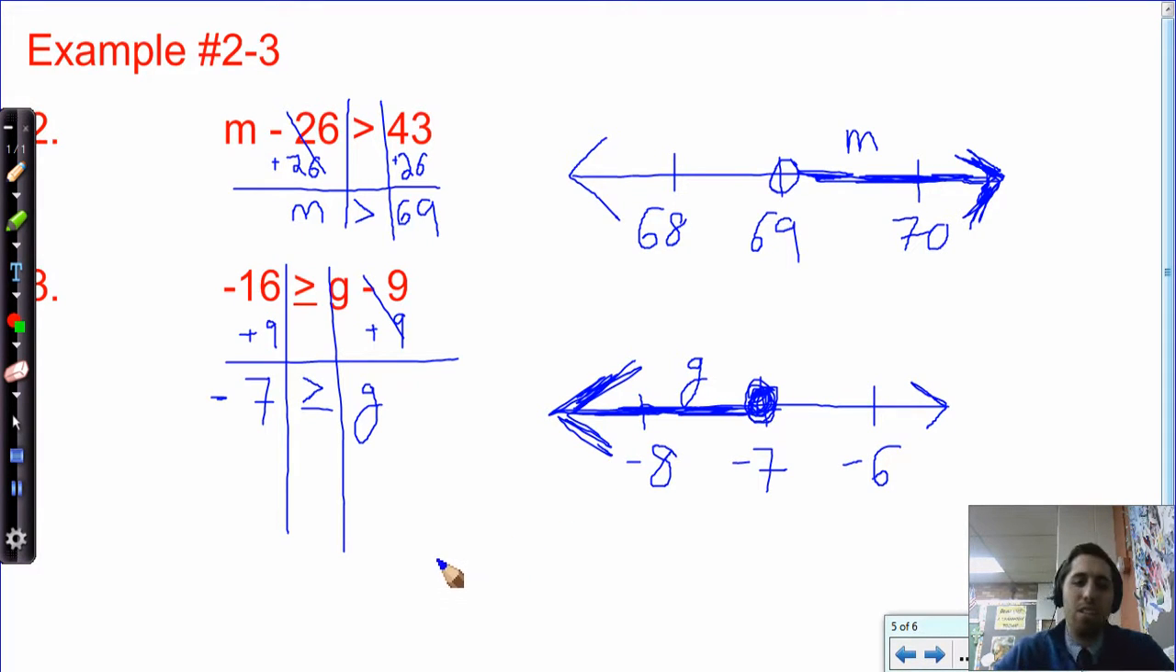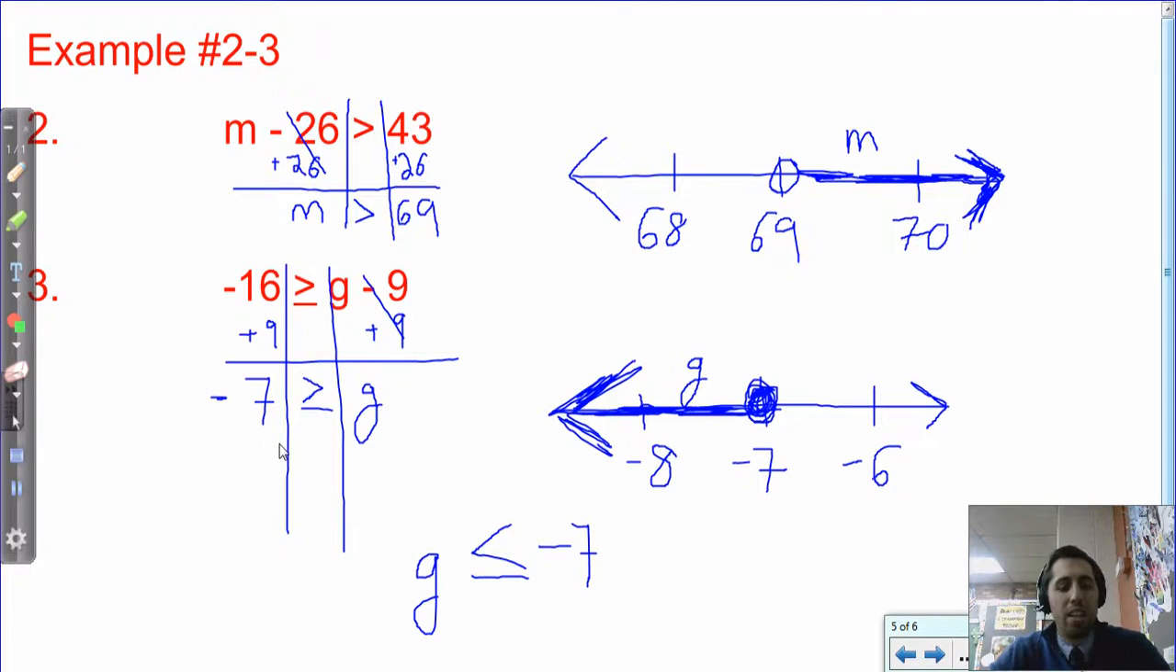Another way you could do it is just to rewrite this with the variable on the left-hand side and know, okay, the mouth of the alligator is opening towards negative 7. So it might be easier for you to say, okay, I'll just try and rewrite this, expressing the same idea, but I'll just flip everything. So it's easier kind of to say G is less than or equal to negative 7. Okay, if it's less, then we'll shade the left-hand side. So there you go. Make sure you have all that work and you've plotted it as well.